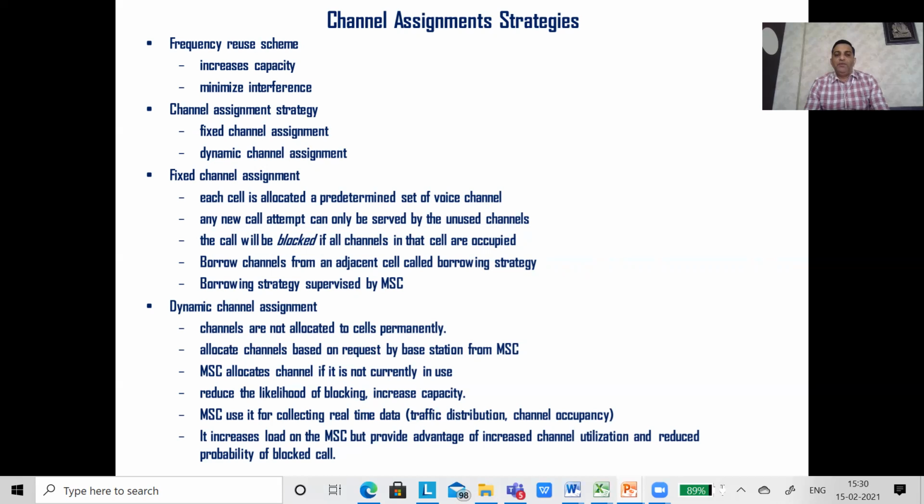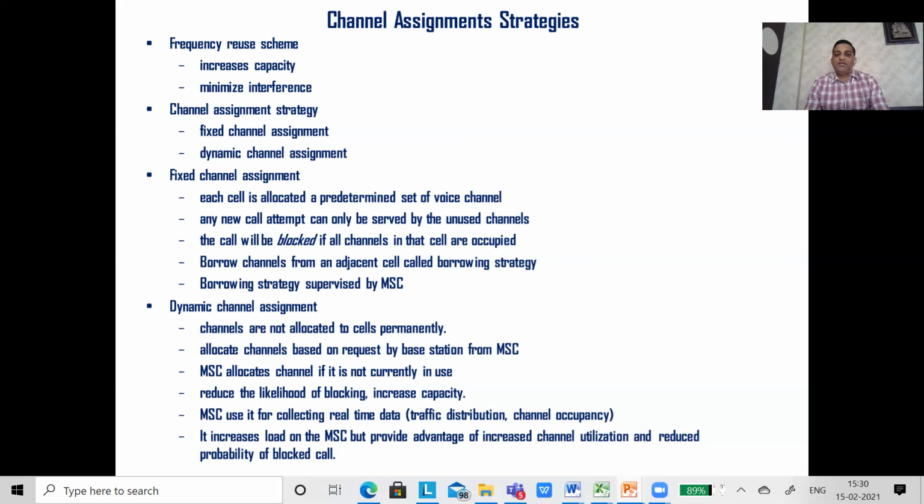So particularly when we talk about fixed channel assignment, any new call attempt can only be served through unused channels. So a used channel cannot be used there. Only unused channels are used. Then the call will be blocked if all the channels in that cell are occupied.